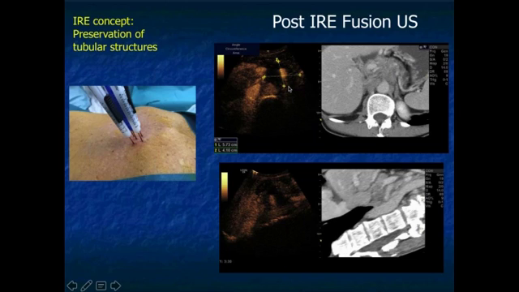So we want to preserve the major tubular structures like the artery and like the common bile duct or the pancreatic duct, but at the same time destroy the tissue in the cancer that is encasing these structures. So this is very promising.